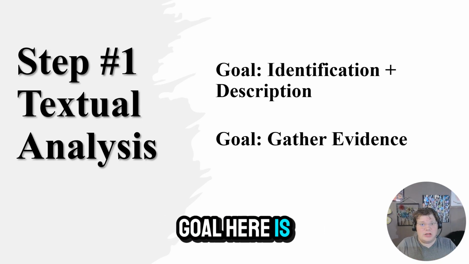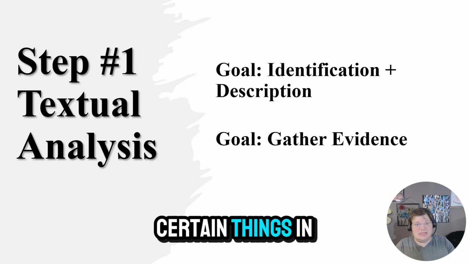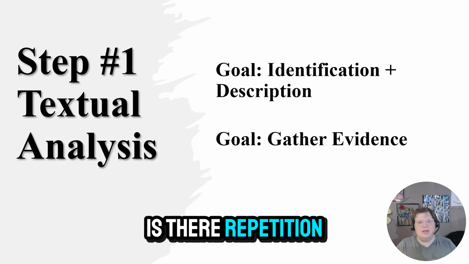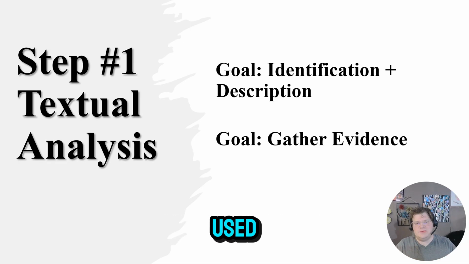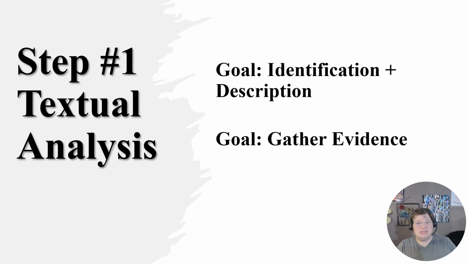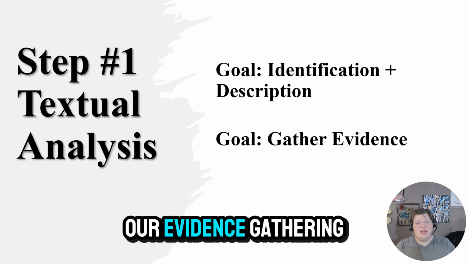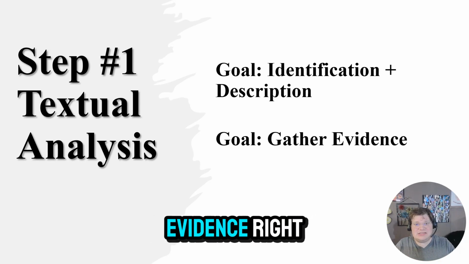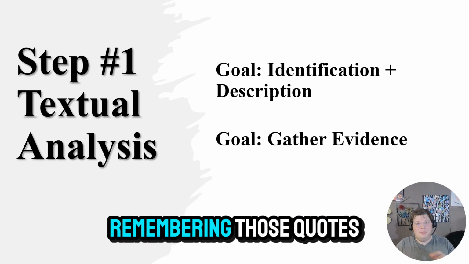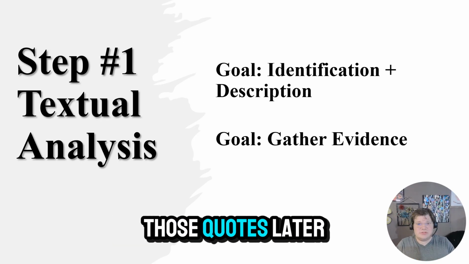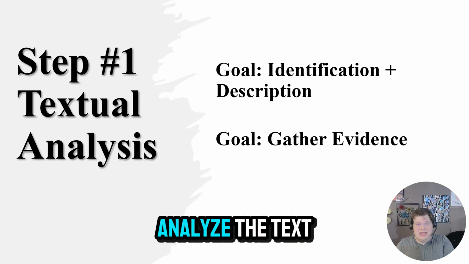Our goal here is to first identify certain things in the text. Is it a narrative? Are there metaphors? Is there repetition? What kinds of evidence are being used? We're trying to identify what's going on with those kinds of questions. This is often referred to as our evidence gathering phase. When we see key metaphors or evidence, we are saving those quotes, remembering those quotes, highlighting those quotes, so we remember to use them later on as we actually analyze the text.